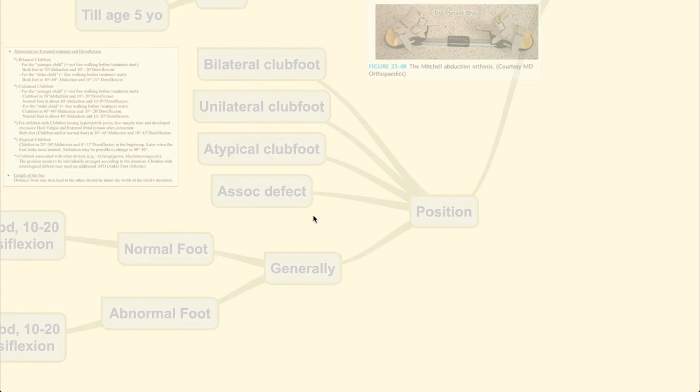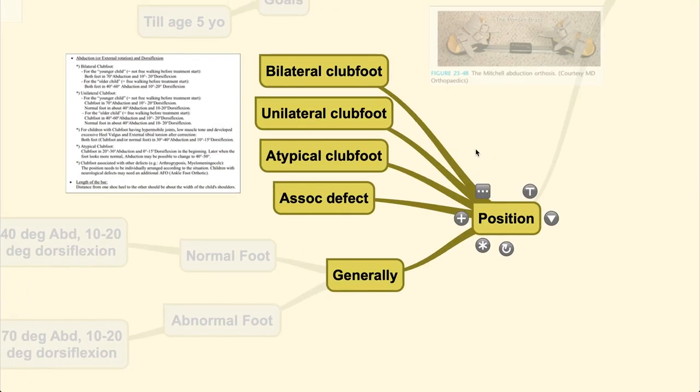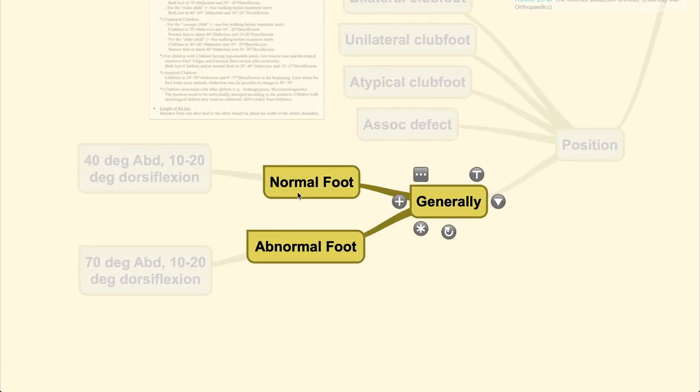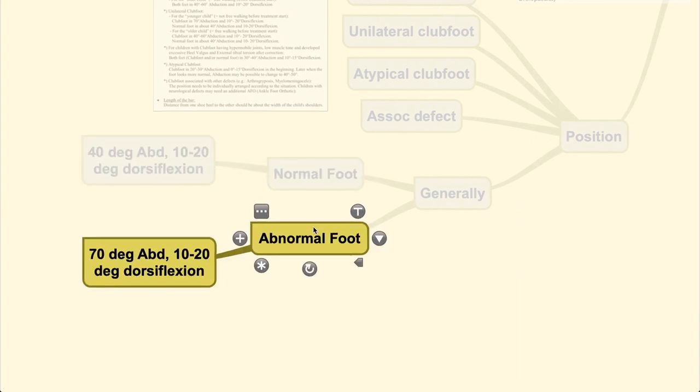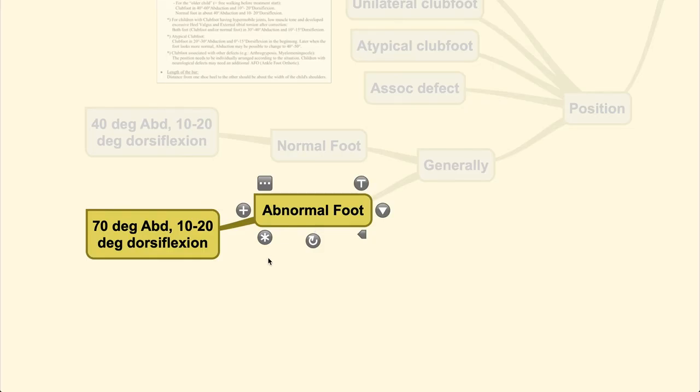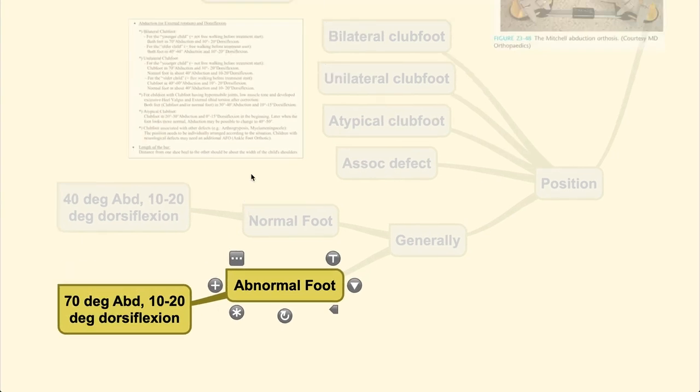Okay, next it would be the position. You need to know that there is a normal general position that is being used, which is 40 degrees of abduction and 10 to 20 degrees of dorsiflexion for the normal foot in cases with unilateral CTEV. But for the foot with CTEV that has been treated with the cast, you need to place it in a more abducted position, which is up to 70 degrees of abduction and 10 to 20 degrees of dorsiflexion.